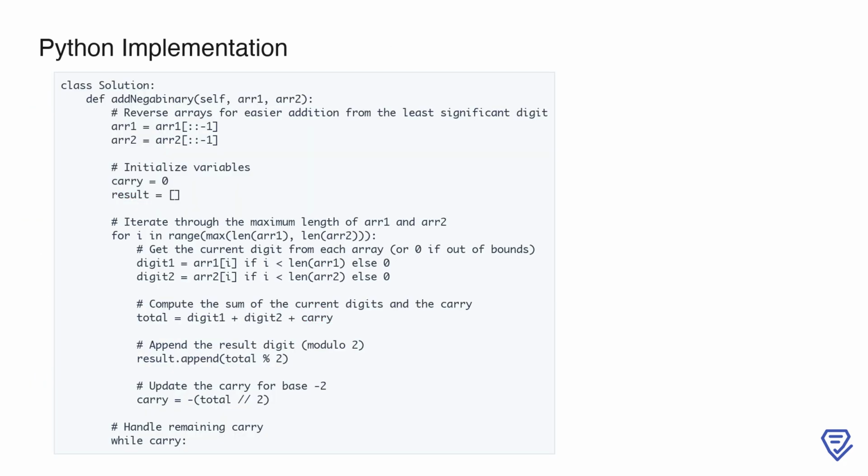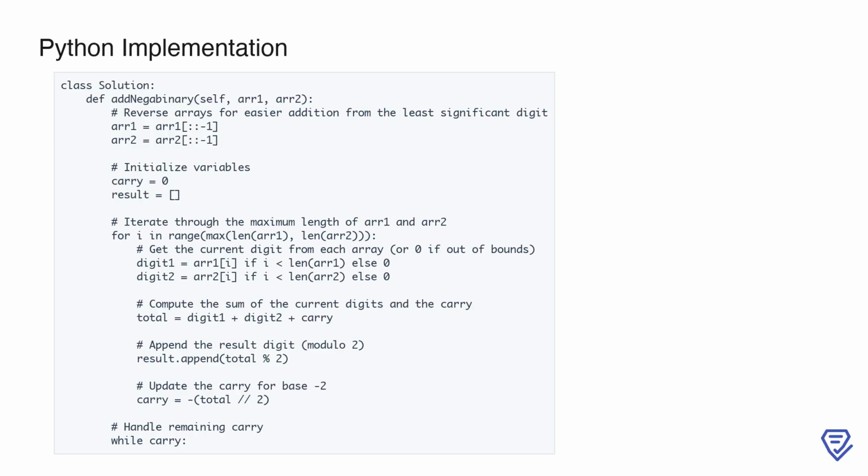Here, we start by defining a class called solution and implementing the function addNegabinary within it. This function takes two arrays, ARR1 and ARR2, which represent numbers in base -2. To simplify the addition process, the arrays are reversed so we can begin adding from the least significant digit. Next, we initialize a carry variable to handle overflow during addition and create an empty list called result to store the digits of the final sum.